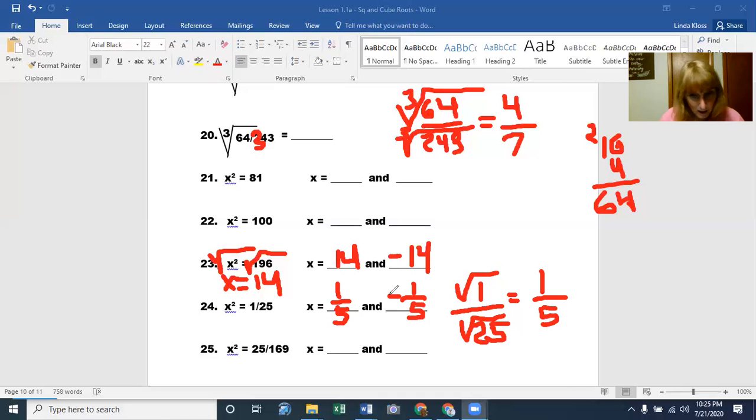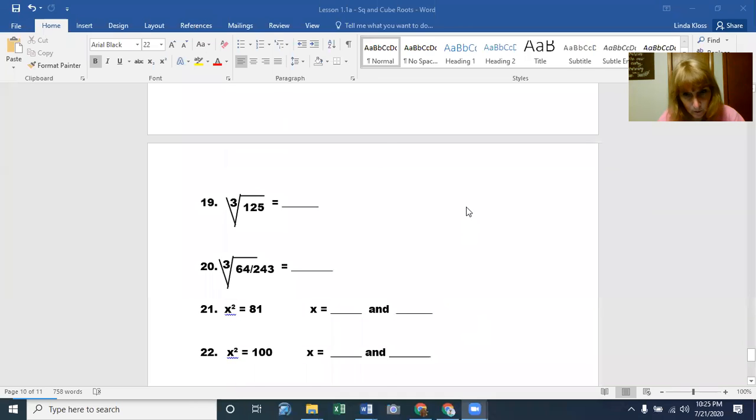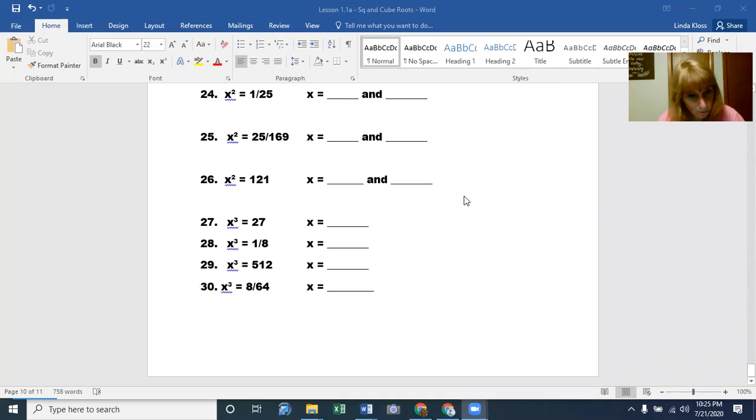Okay. Now, let's see if I want to do a couple more here. Let's clear this. I think it's up on the next page here, in the bottom. Number 27. X to the third equals 27. So we need a number multiplied by itself times itself again to give us 27.